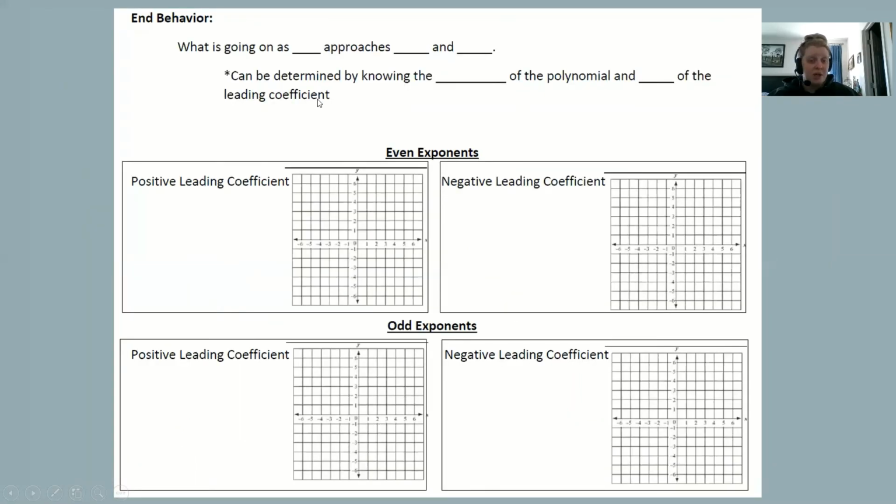So in my next video, I'm going to go ahead and take a turn and we're going to talk about end behavior of these polynomial functions.